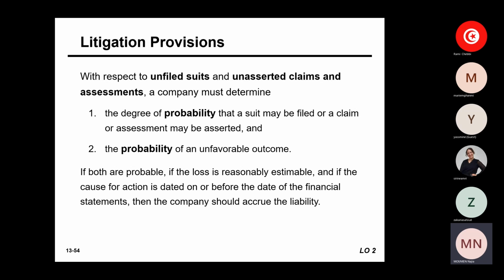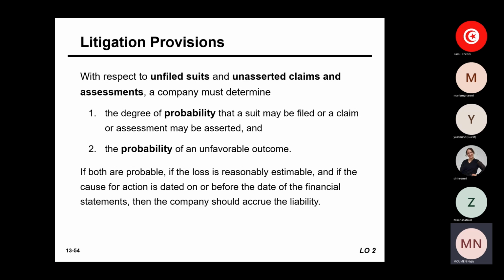On the cause of action being dated on or before the date of the financial statement. So this is what I said, the time period is important. I cannot record it if, for example, the probability and the loss are not estimated in 2021. The probability will be, let's say, met in 2022, not 2021. So here it's important: if there is a probability for a lawsuit, if there is probability that you will have to pay for damages, so this is the unfavorable outcome.